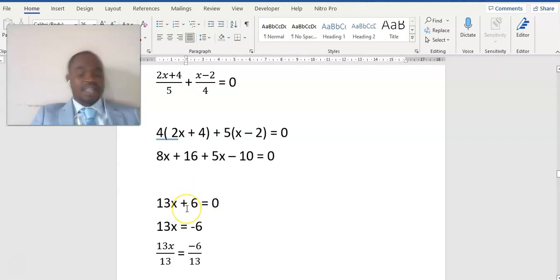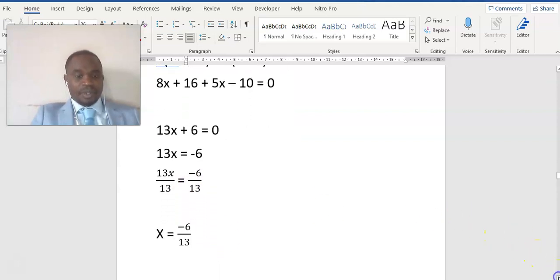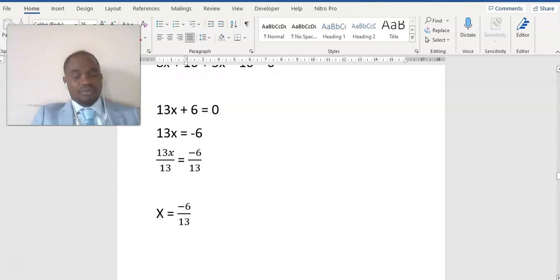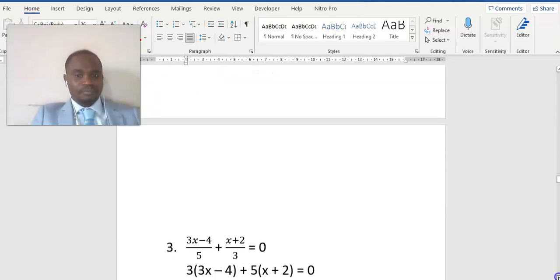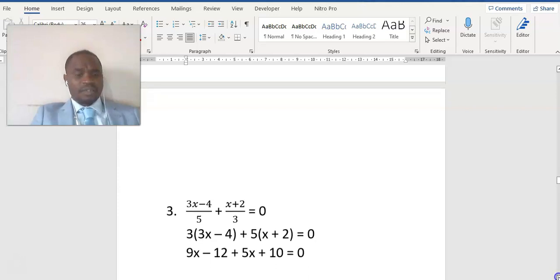We are solving for x, which means we should make x stand alone. We say you make x the subject of the formula. So we want to make x stand alone. Transpose this plus 6 to this side is going to be minus 6. Then divide both sides by 13, which is going to give us minus 6 over 13. Let's look at the next one.